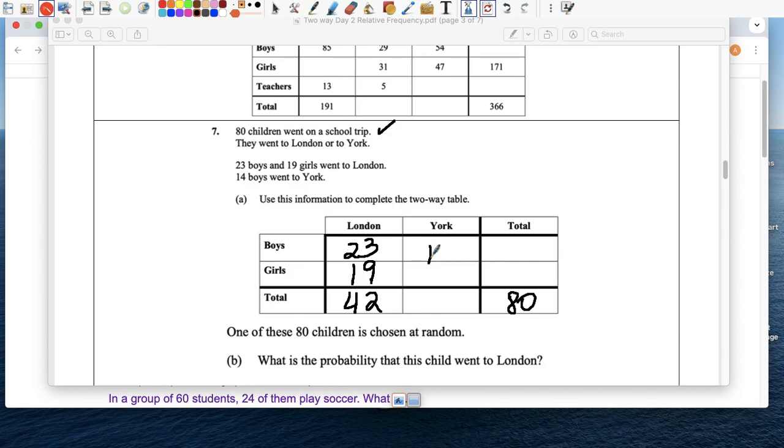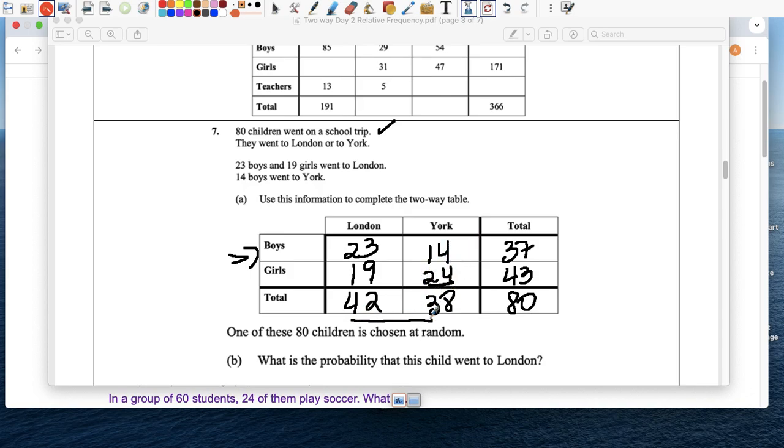14 boys went to York, right here, so now I can add across. 23 and 14 is 37. This would be 43, right? Because 80 minus 37 is 43. Can I find this number here? Yeah, I can. So 19 plus something is 43, and that is 24. And if I add these two, I get 38.